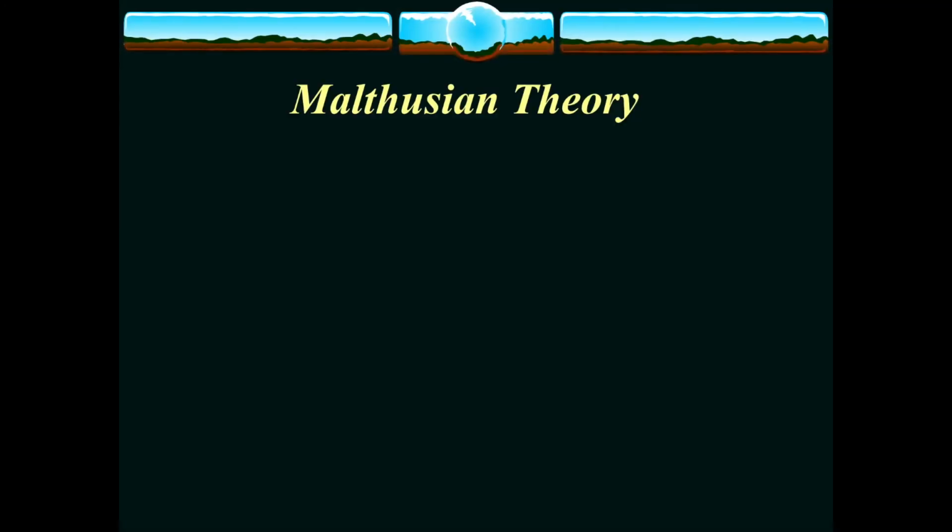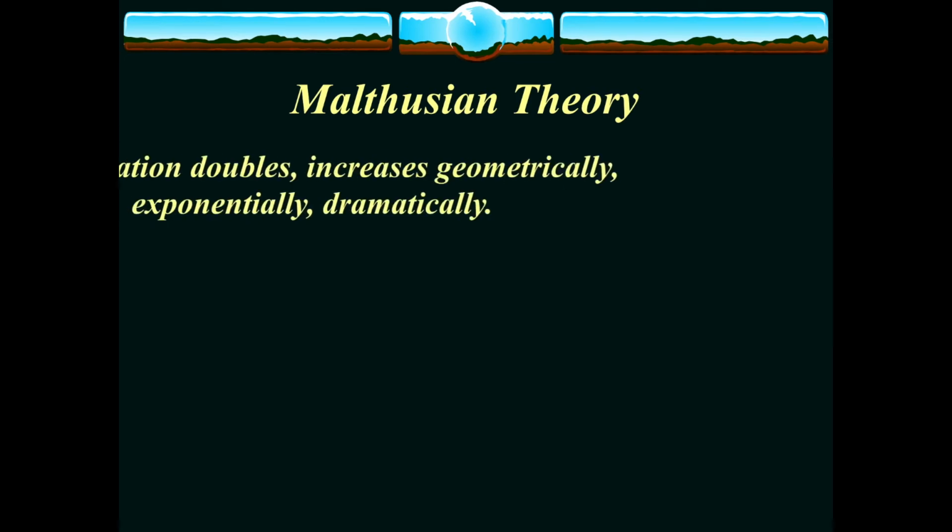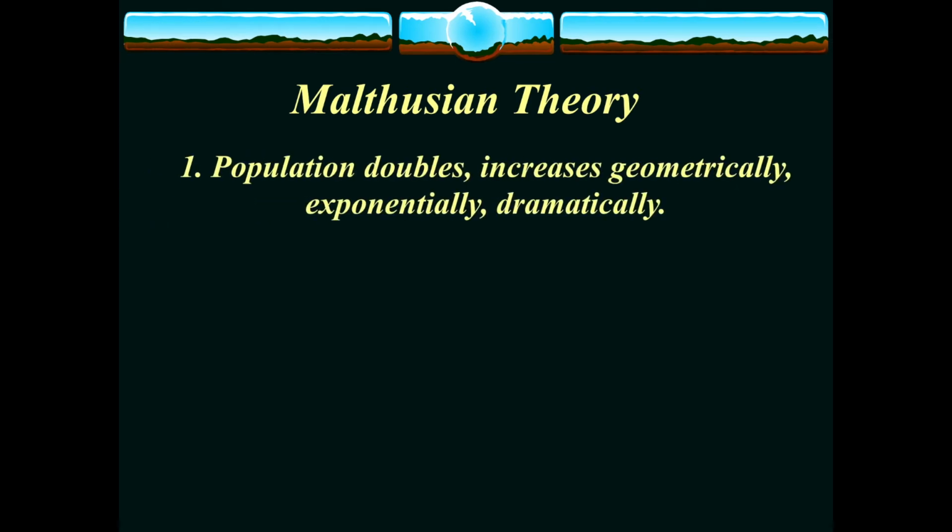His theory was called the Malthusian Theory. I always find it interesting his theory sounded so much like his own name. Mere coincidence? I should also mention the Malthusian Theory makes predictions about future events which many feel have yet to materialize. His first premise he based his theory upon was the observation that population doubles, increases geometrically, exponentially, dramatically.